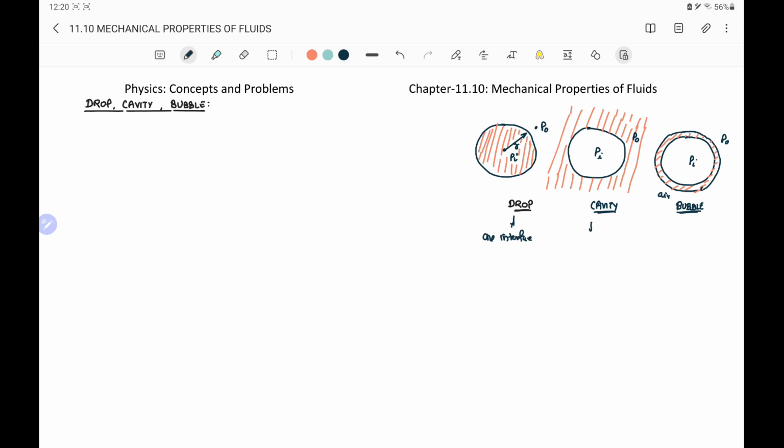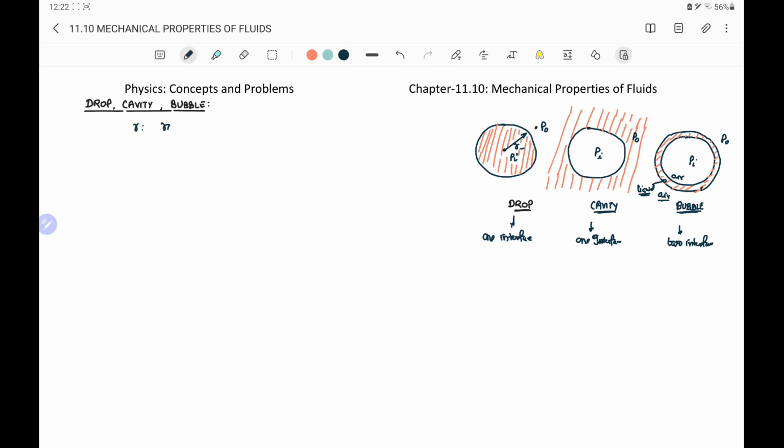Similarly, cavity also has one interface, while in case of the bubble there are two interfaces. Outside is air, inside is air, and in between there is the liquid. So there are two liquid-air interfaces. Let's take the case of drop.